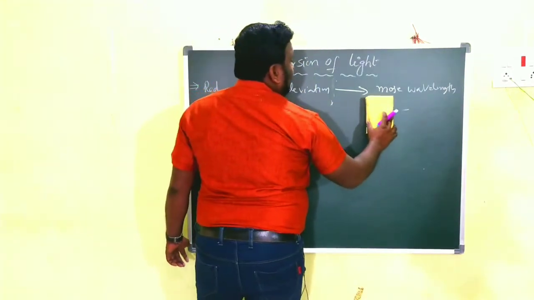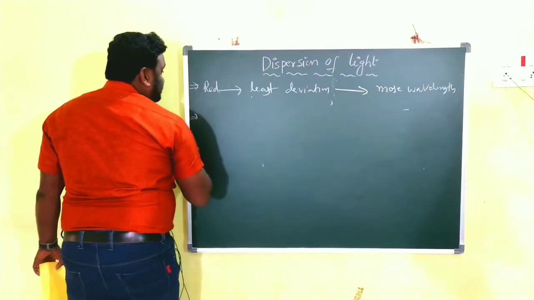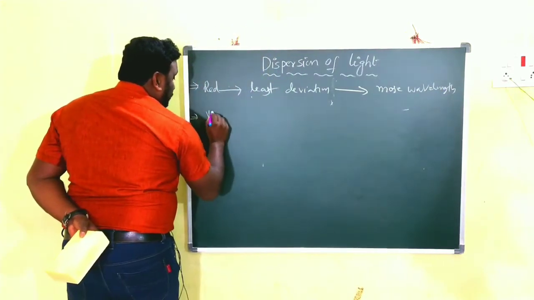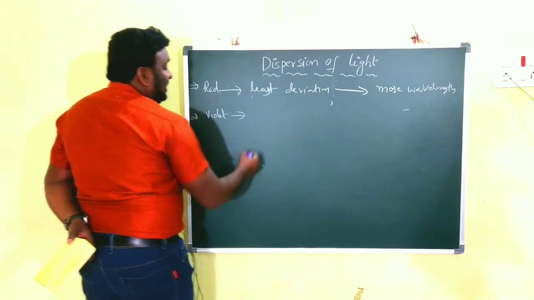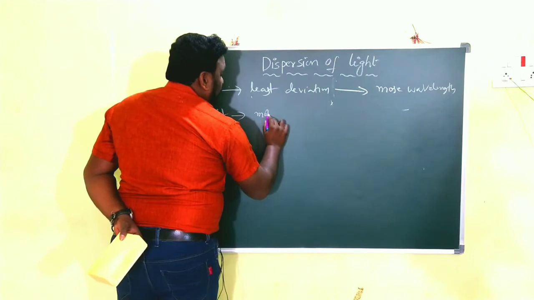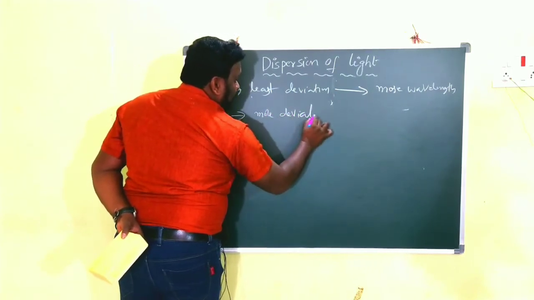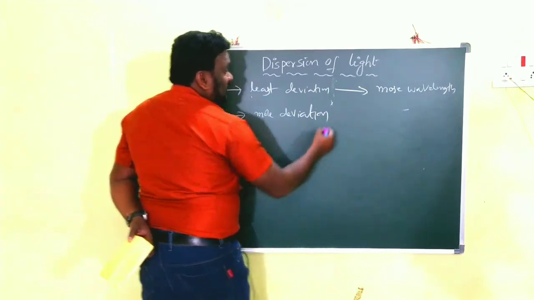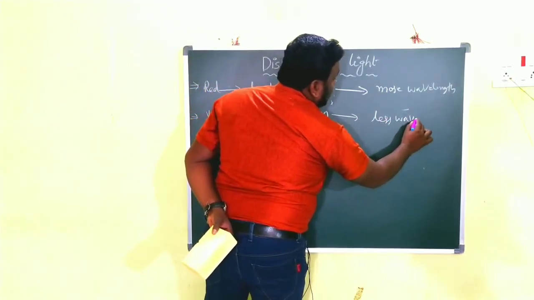That's why it has more wavelength. And now I am talking about violet color. Violet color has more angle of deviation and less wavelength. I already explained that.